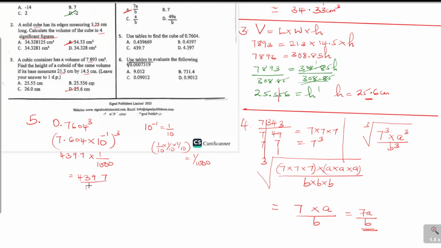So this means you're going to have 439.7 divided by 1000. This will give, 1, 2, 3, 3 steps backwards, the decimal will be there. So you have 0.4397 as the solution for that part.